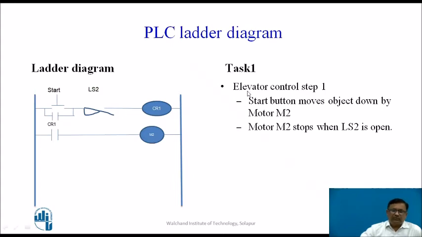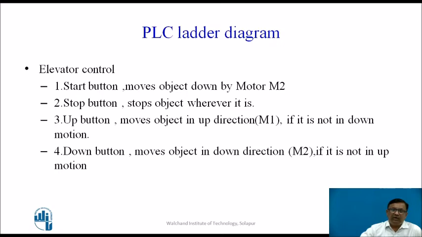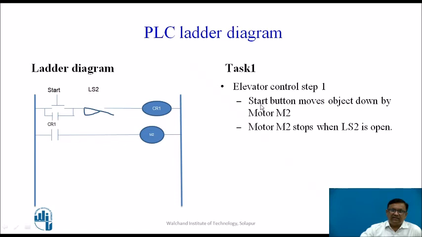Okay, so first step is what? Elevator control step 1, start button. This is about the start button. So when we push this start button, this CR1 is energized and will start motor M2. If motor M2 is started, where will it move? Downward or upward? Downward. Here it is given. If motor M2 is on, the object will go down. So when I push the start button, it moves the object down by motor M2.